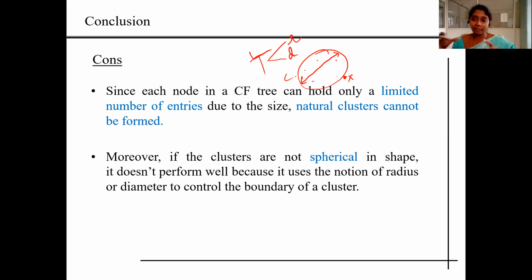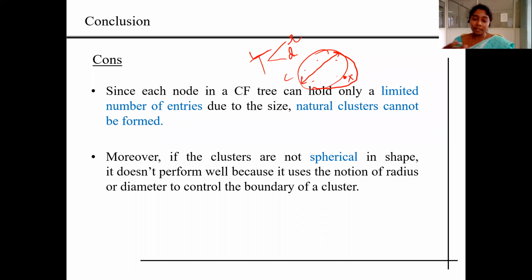Why? Because we have a boundary based on the radius and diameter defined by the threshold. So we need to form the cluster by following that boundary only. Because of that, natural clusters cannot be formed. What is a natural cluster? If it is a natural cluster, it needs to extend its diameter and include that X also. But this does not happen in the case of this Birch algorithm.